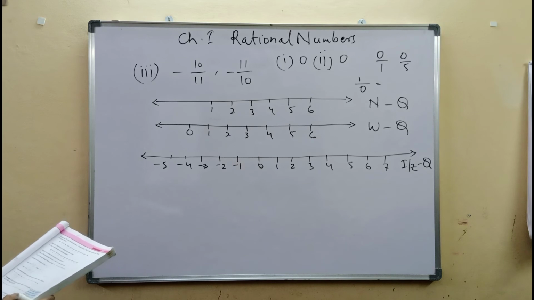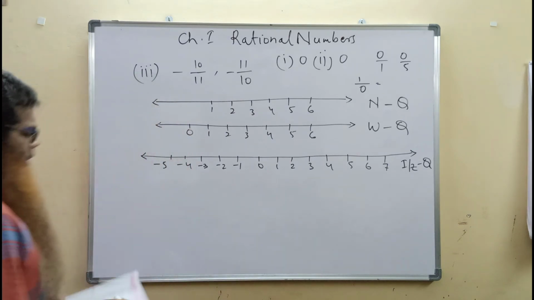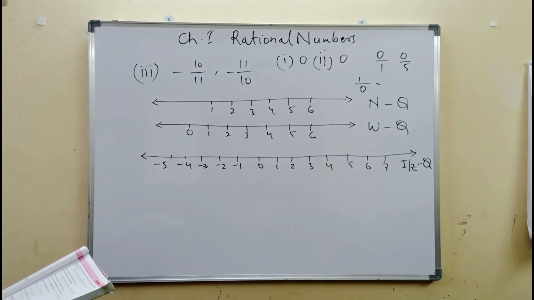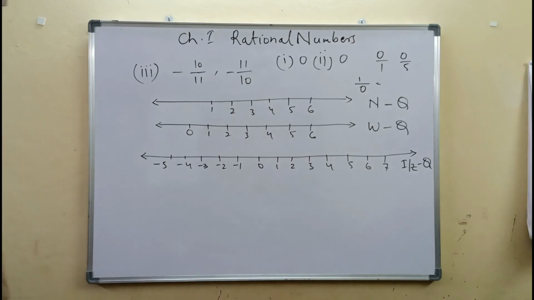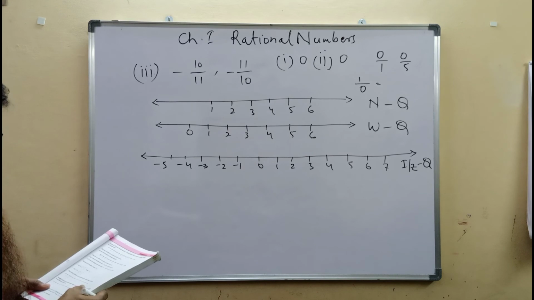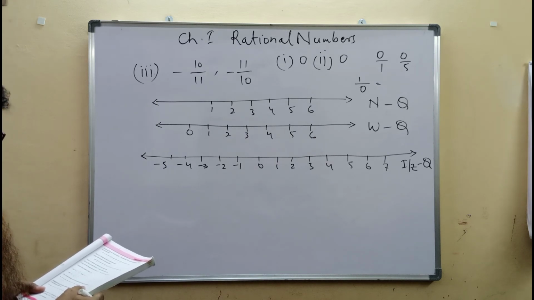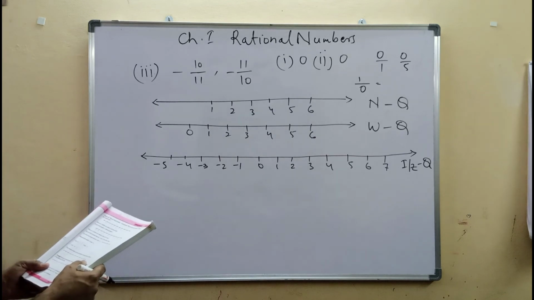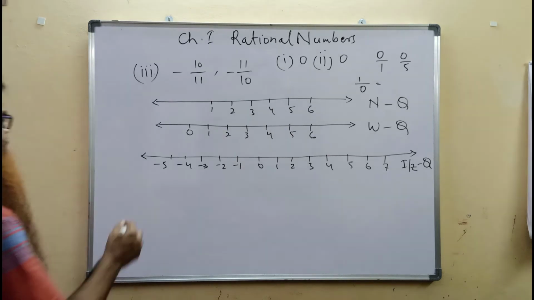The number in the middle of 0 and 1 is 1 by 2. Between 1 and 2 is 1 and a half, or 3 by 2. Between 0 and -1 is -1 by 2, minus half. Between -1 and -2 is -3 by 2. These rational numbers can be represented on the number line as follows.